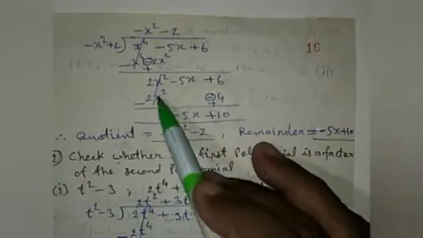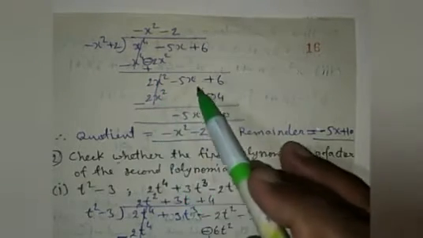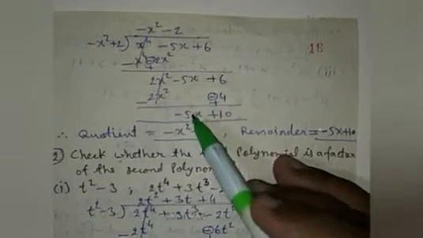Then after subtraction, the first term is cancelled out, and the remainder will be minus 5x plus 6 plus 4, that is 10. So here the exponent of the remainder term is less than the divisor, so the process is stopped. So here the quotient is minus x square minus 2, and the remainder is minus 5x plus 10.